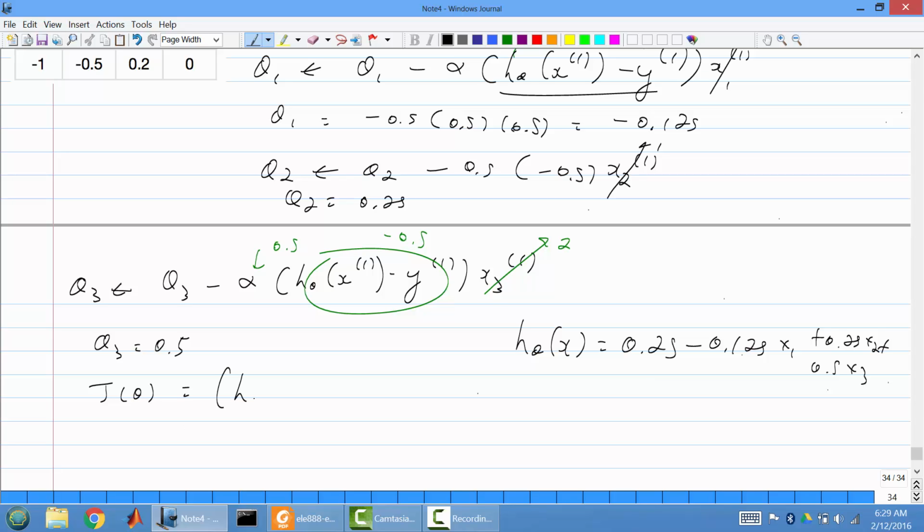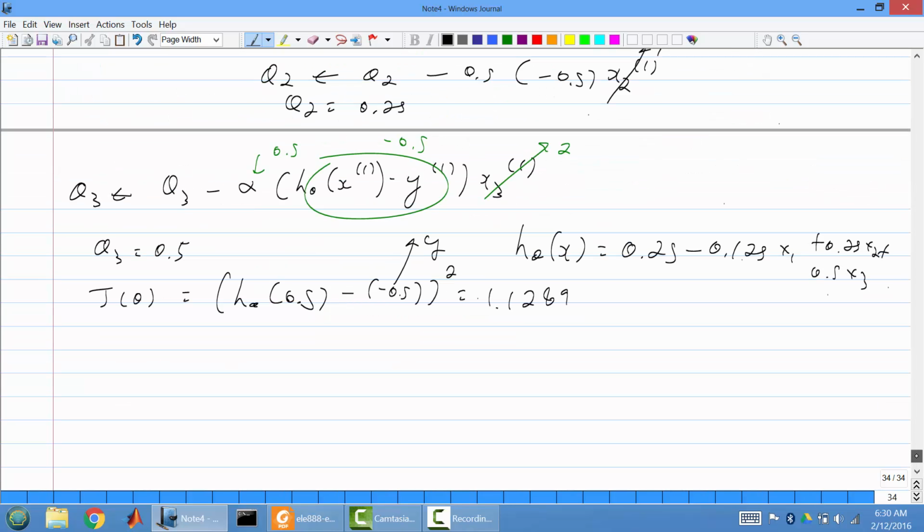So minus y, squared. In this case, we have 0.5, so this is y, and when you compute this, you get 1.1289. Oh, sorry, this is not 0.5. Sorry. Okay, let's just do this again. So this is 0.25 minus 0.125 times x1, which is 0.5, plus, okay, let's just move this.